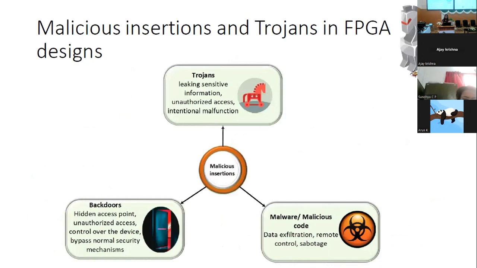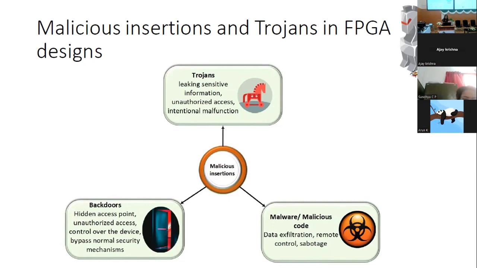Insertion of Trojans and other things. Malicious insertion comes in three forms mainly: Trojans, backdoors, and malware. What is the difference between these three? Trojans means some circuit they will introduce. It will be dormant, it will not work. Whenever the attacker wants to steal some information or malfunction the circuit, they will activate it by giving a trigger.